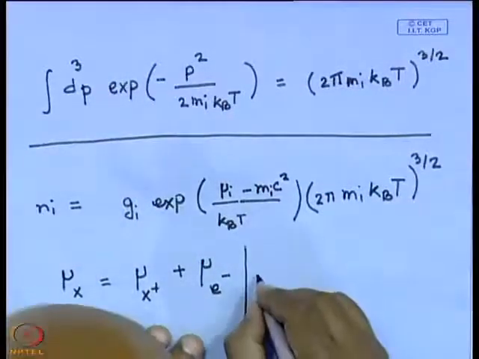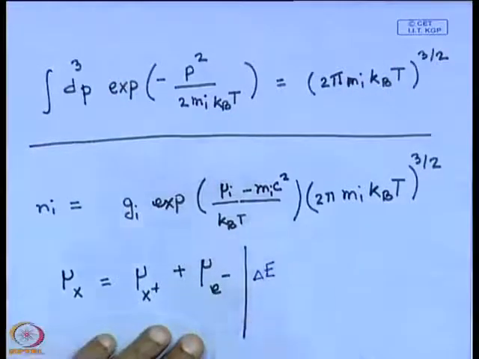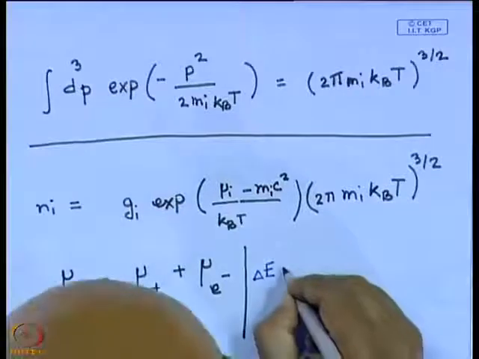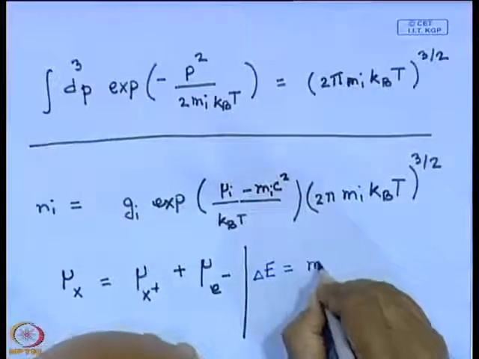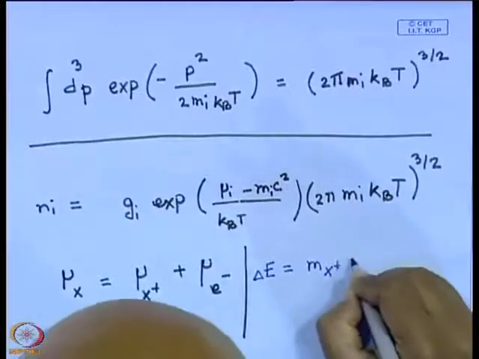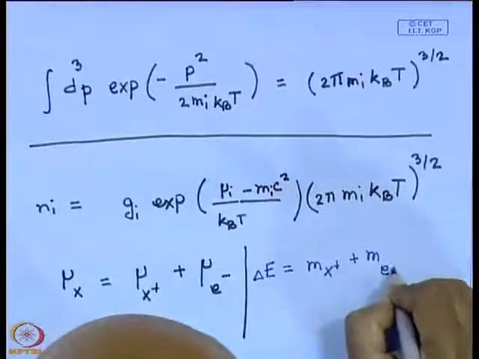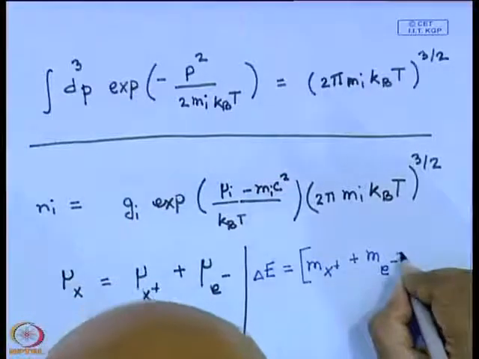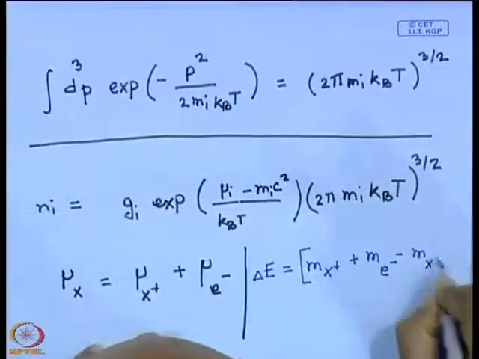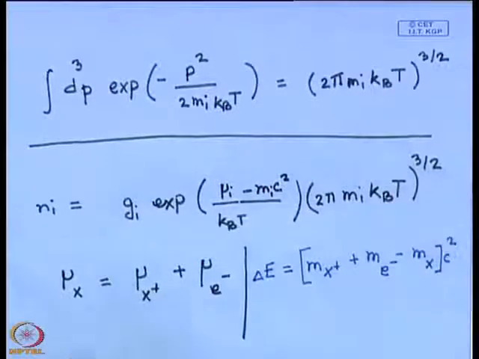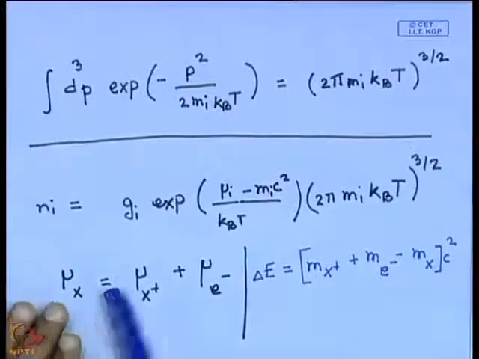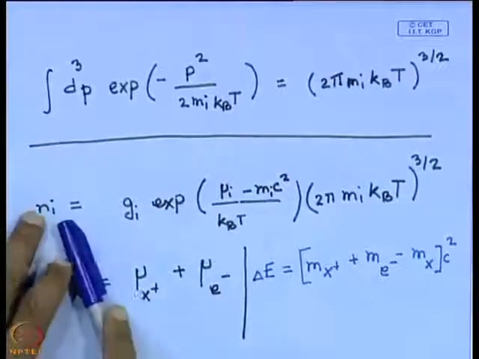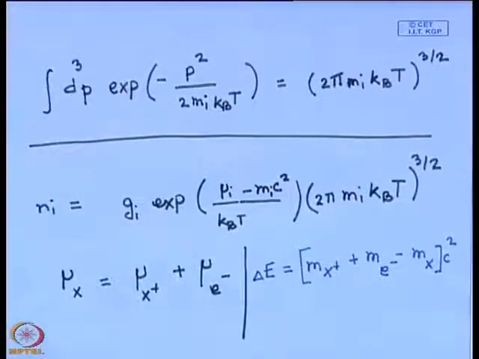the atom. So, if this is the energy required to ionize the atom, this is equal to the mass of the ion plus the mass of the electron minus the mass of the atom, into c squared. So, this difference is the energy that is required to ionize the atom, that is the ionization potential delta E.